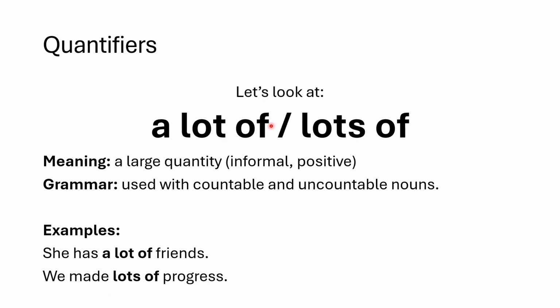Let's look at a lot of and lots of. They mean a large quantity. They are informal and positive and are used with countable and uncountable nouns. Here is how a lot of and lots of are used in example sentences. She has a lot of friends. We made lots of progress.